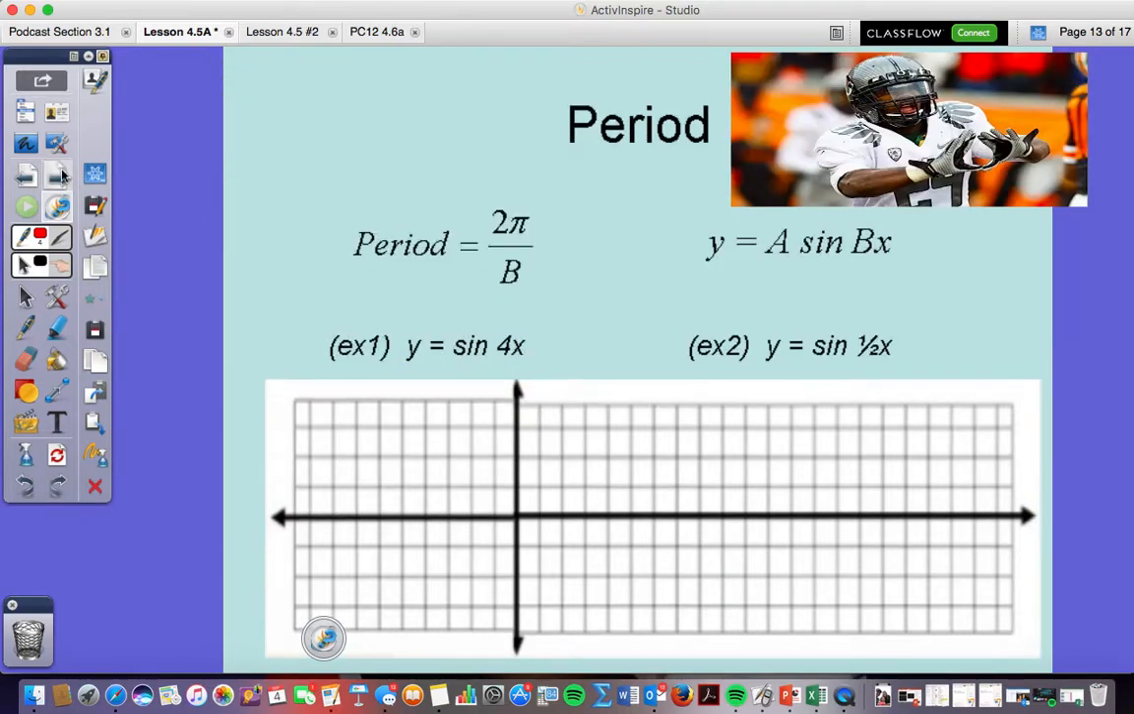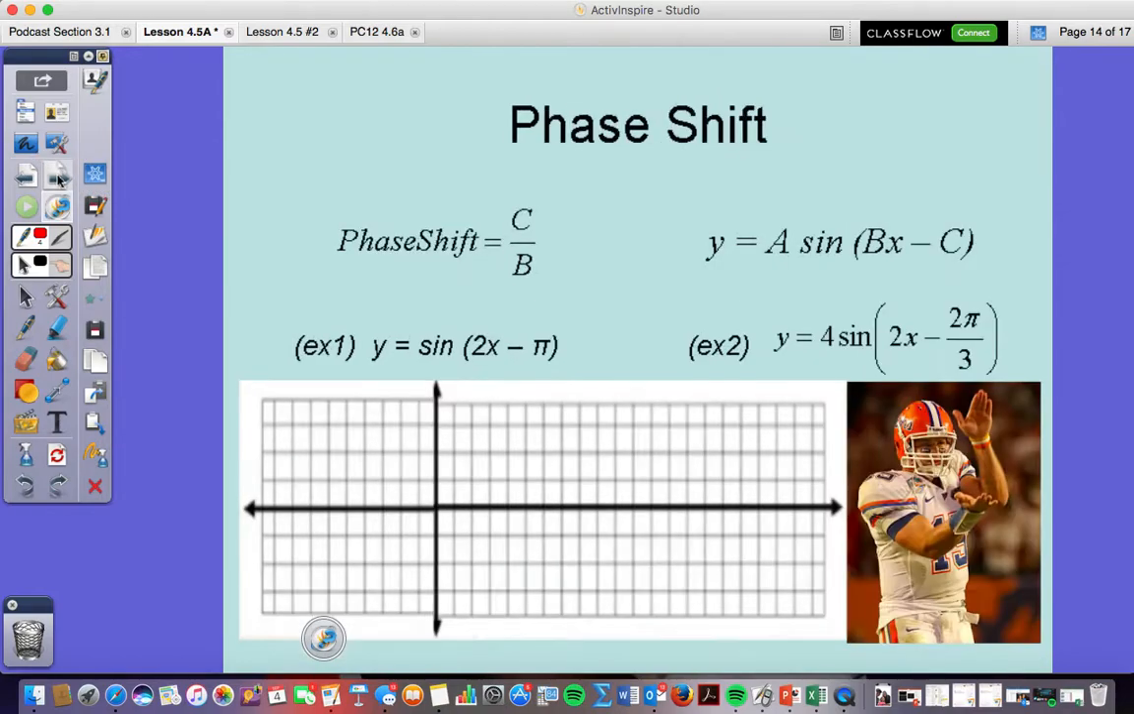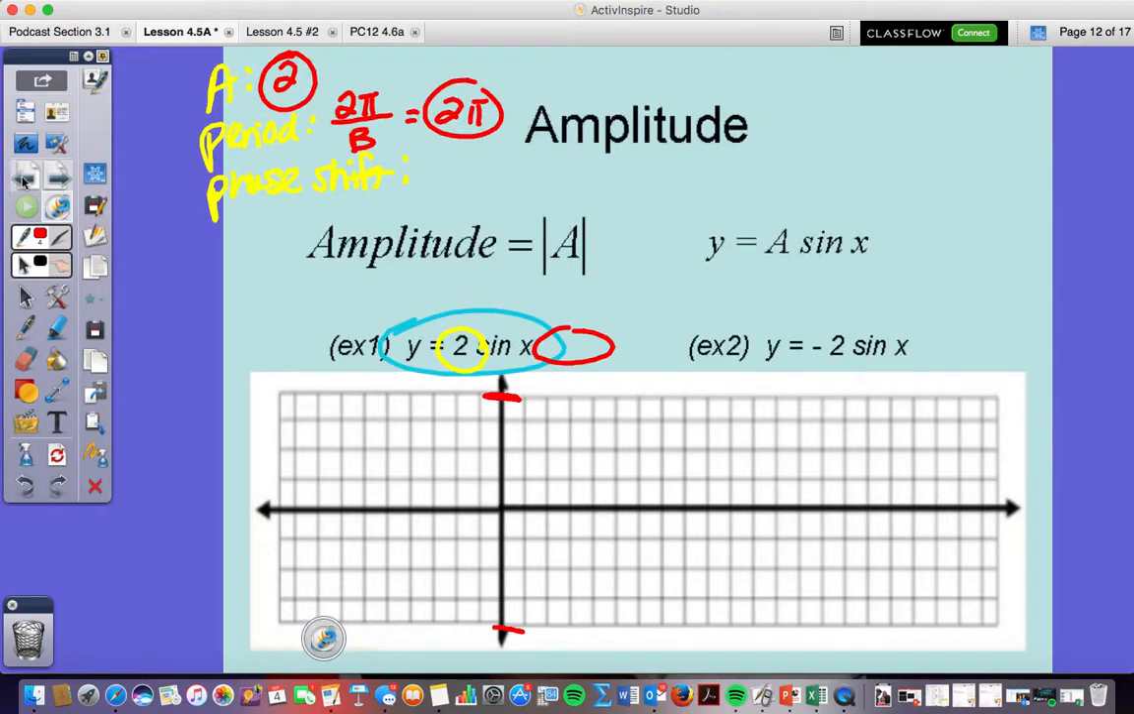Do you see over here, what's the C here? Pi. You see it? B is 2. Over here, Audrey was right. There was no C. So therefore, what is my phase shift? Well, if it's C over B, that'd be 0 over 1, which is 0. Cool? All right, here we go.